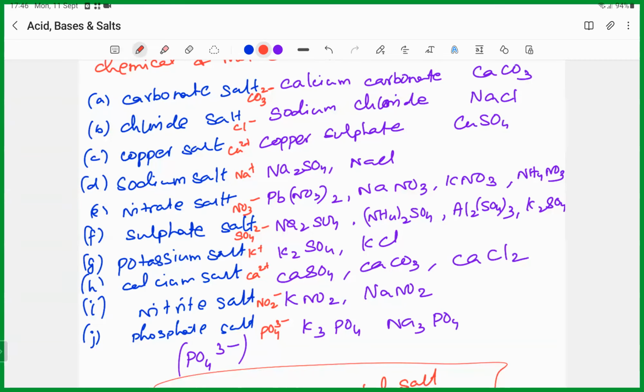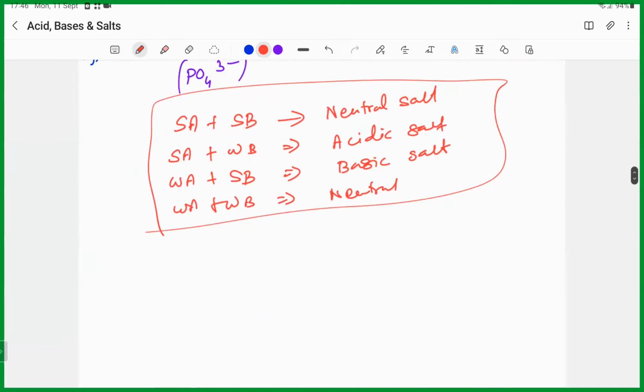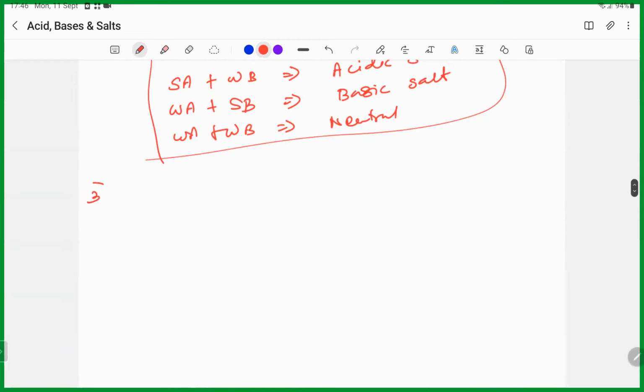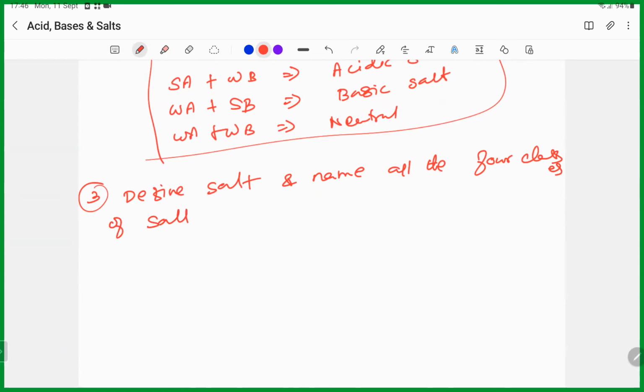அடுத்த கொஸ்டின் அதுதான். Third one. Define salt. Define salt and name all the 4 classes of salt with suitable example. Tell me.